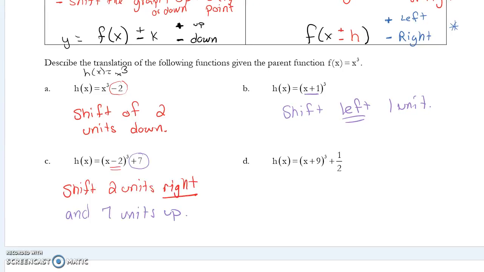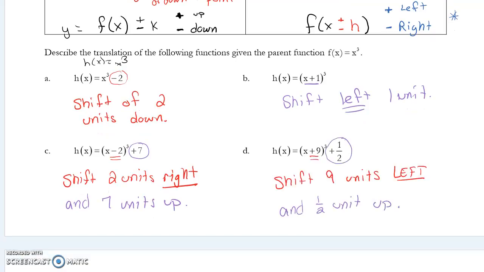So for part C, it's shifting it 2 units right because I'm subtracting 2 to x, and 7 units up because I'm adding 7 to the entire function. If you haven't already, try part D. Hopefully you saw that the addition means 9 units left because it's happening directly to x, and the addition outside is a ½ unit up. Take a minute now, pause, and write down any questions you have.